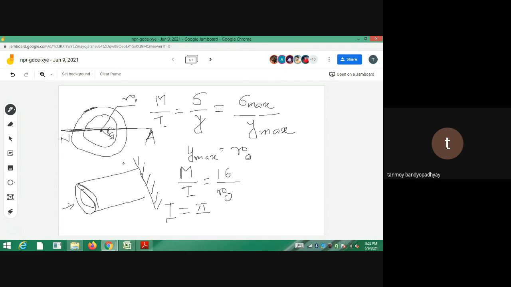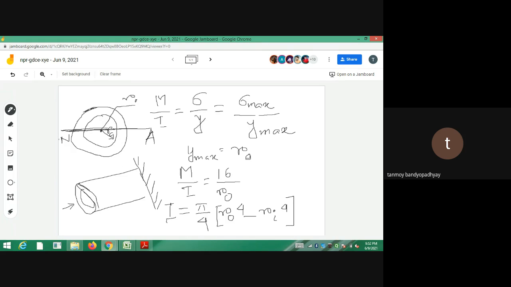So formally, you have to remember this. For a solid circle, it will be r0 to the power 4. The contribution of this inner portion is not there, since it's a hollow cutout. That is why this will be minus ri to the power 4. In this way, you have to calculate the value of I.